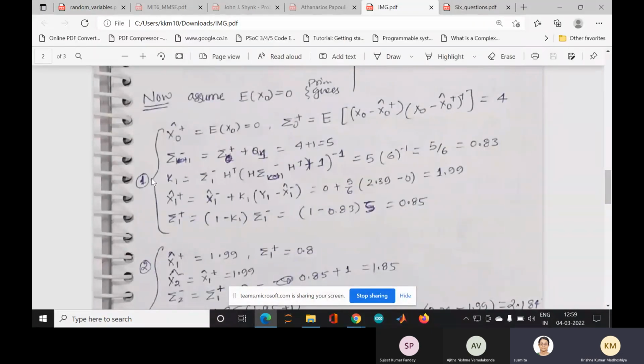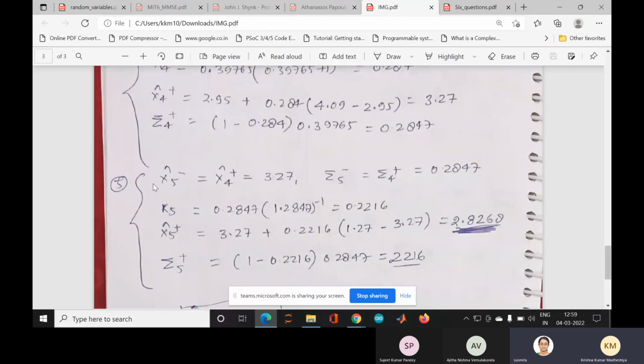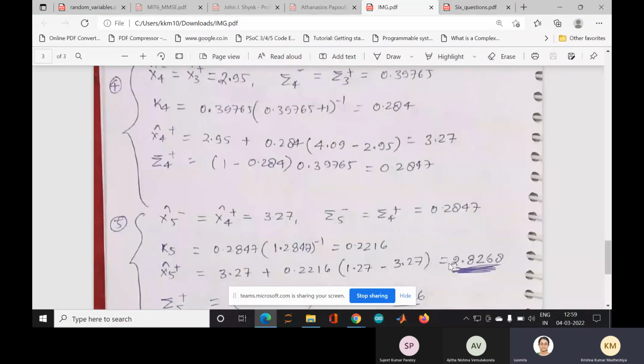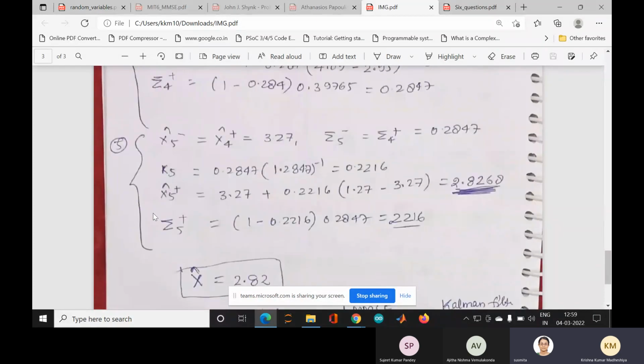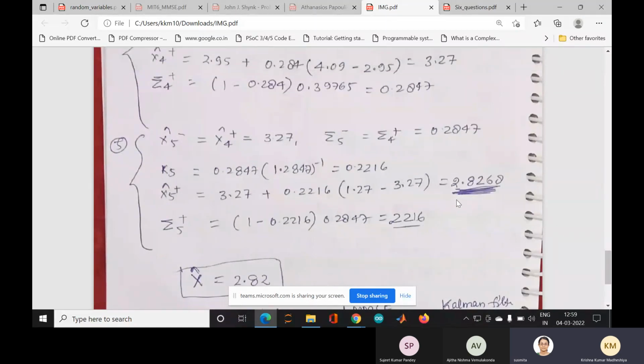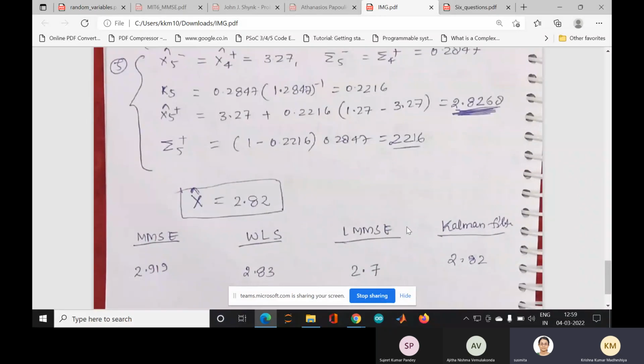Scroll down. For the first data, and finally the first measurement, I'm getting 2.8268. Perfect. I'm telling you one thing. The best way you can verify is you know that the Kalman filter is minimum mean square error, and there is no nonlinearity here. So whatever you are getting with minimum mean square error, the same thing should come with the Kalman filter also. The error covariance will match, and the estimate will also match at every point. With every measurement, you should get the same. This is a way you can cross check.